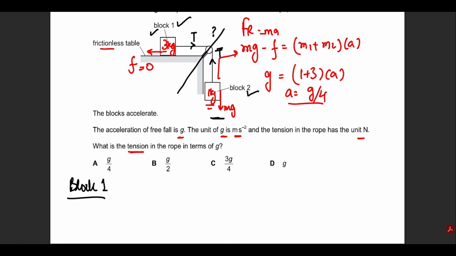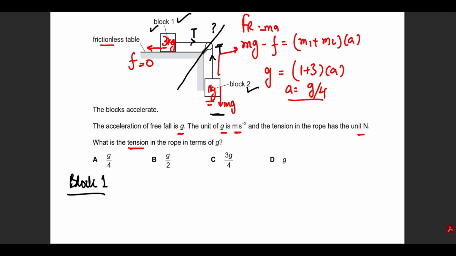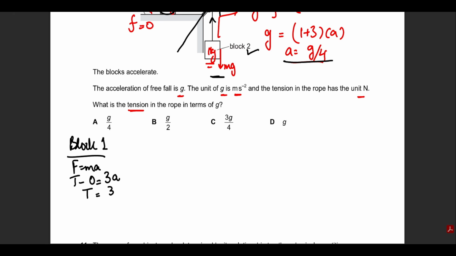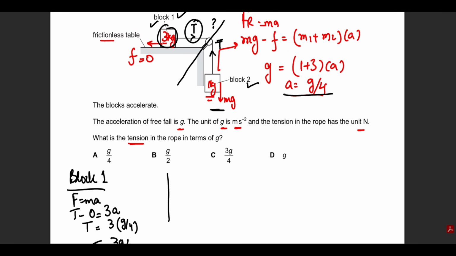So let's figure this out in reference to block 1. For block 1, the pulling force is the tension. All it knows is T. If I apply this into F equals ma, this is going to be T minus no friction in the system, so 0, equals the mass of its own system, which is 3 kg, into a. So T becomes equal to 3a, and we know that a was g by 4. So tension should be equal to 3g by 4. Now this is what we did for block 1.